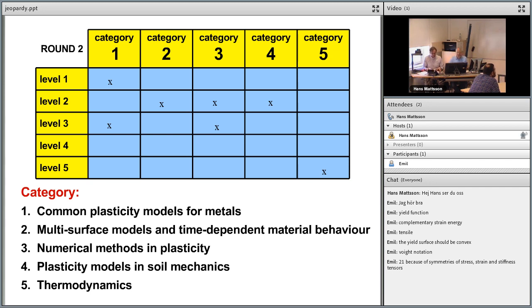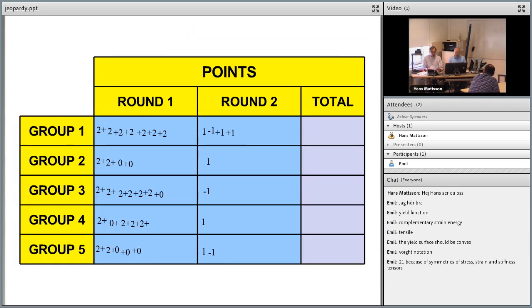Category 4, level 4. What are the basic parameters of the CAM clay model? The model parameters of the CAM clay model. Yeah. Yes.